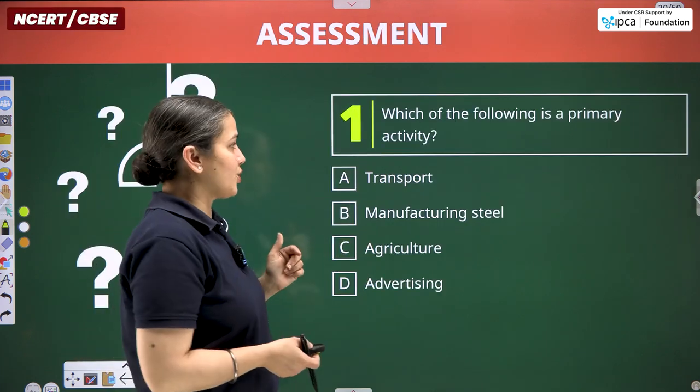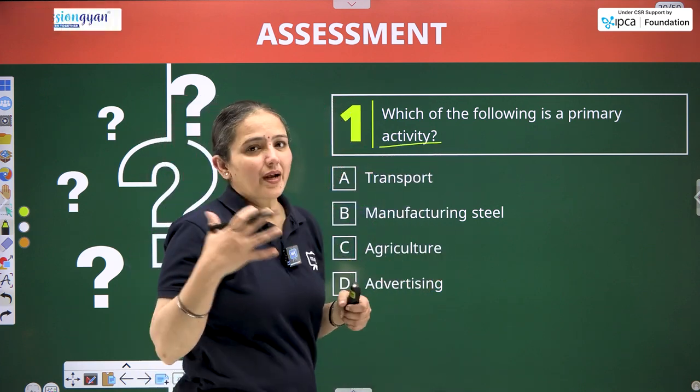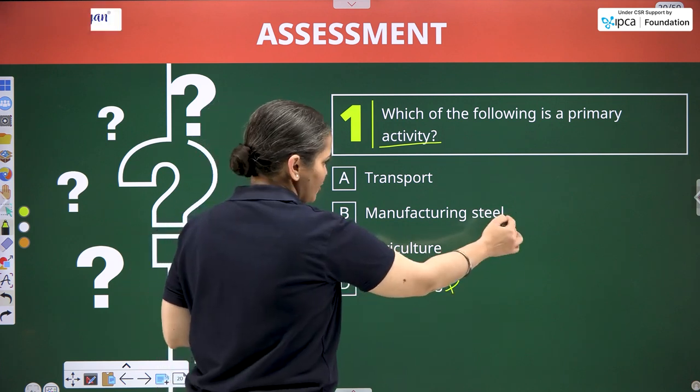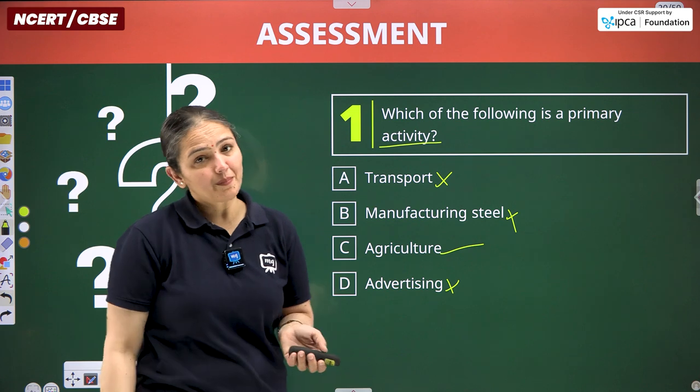So here is the first question. Which of the following is a primary activity? That is providing raw material. So advertisement, not so. Manufacturing, secondary. Transport, tertiary. Agriculture is a primary activity.